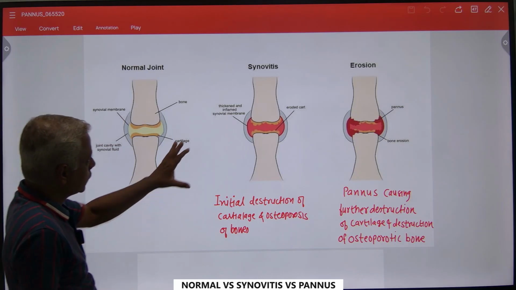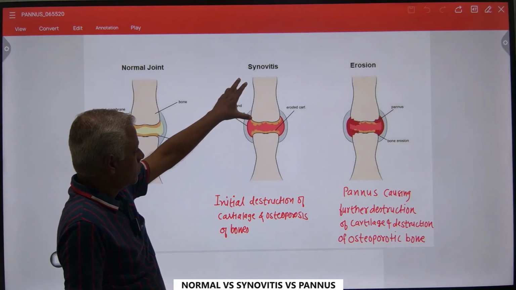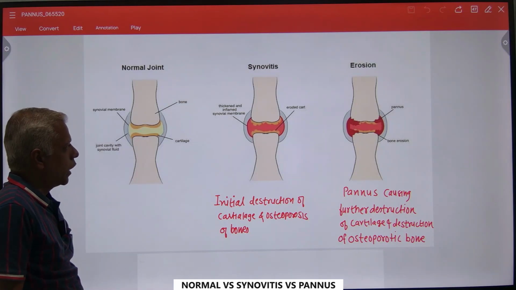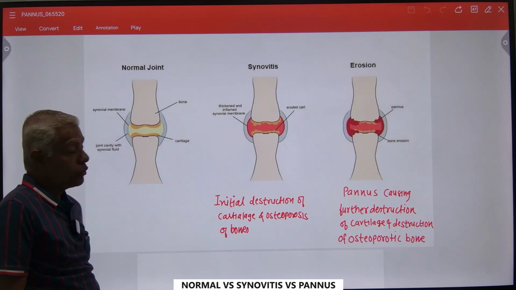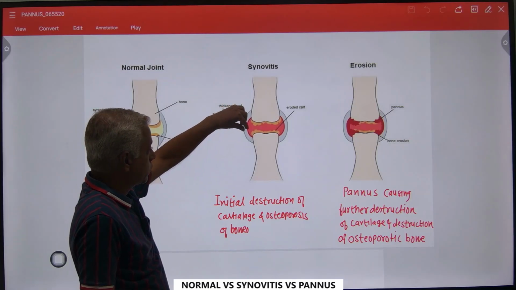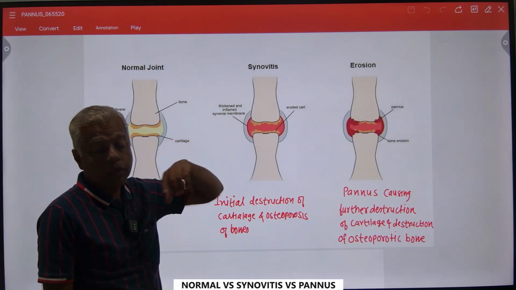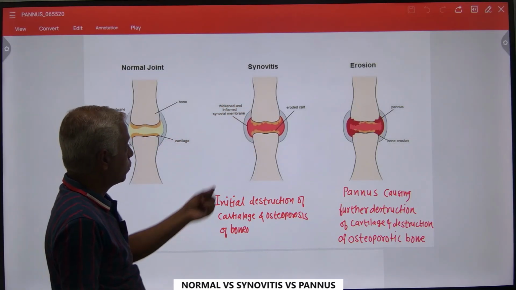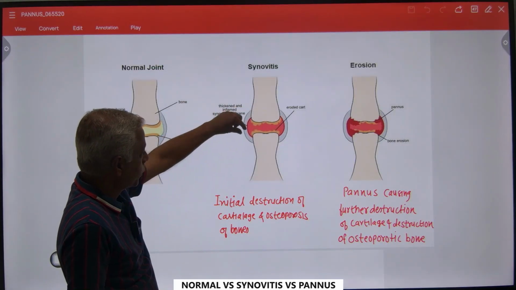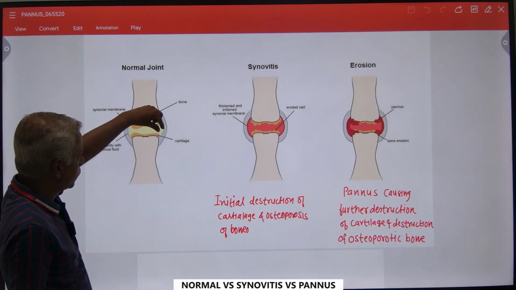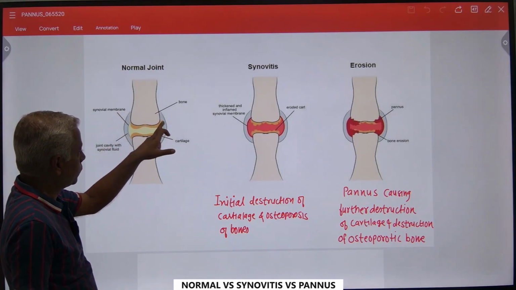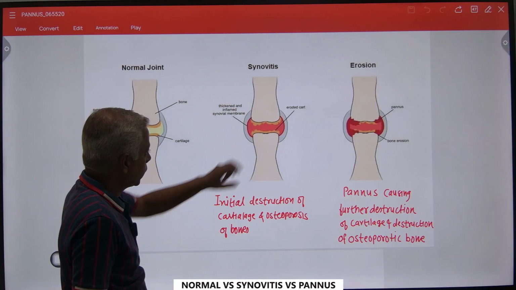So now see here, this image is concerned with synovitis, and here we have synovial membrane inflammation, and this synovial membrane is thickened. So this image is showing a hyperplastic synovial membrane, an increase in the thickness of the synovial membrane. If you compare this thickness with the normal image here, here we have a thin synovial membrane, and here the synovial membrane is thickened.